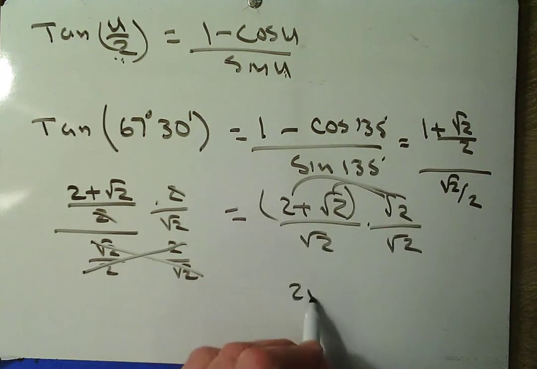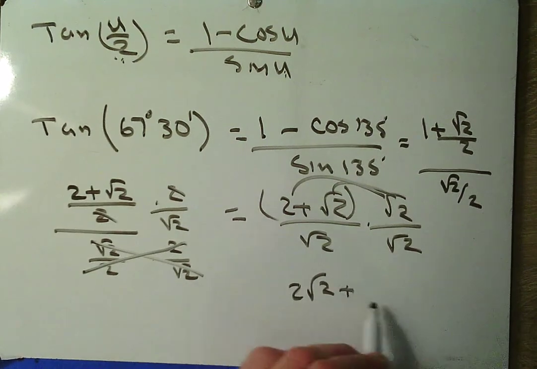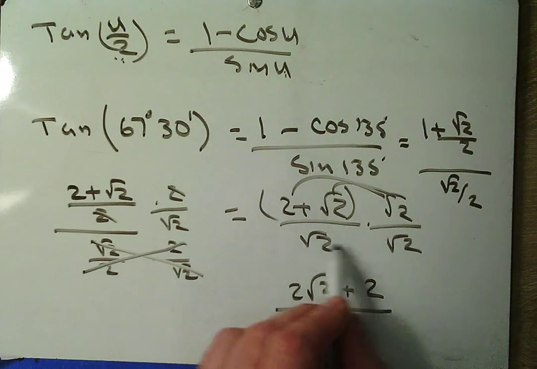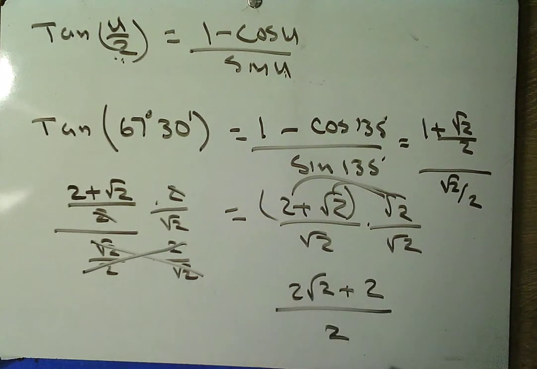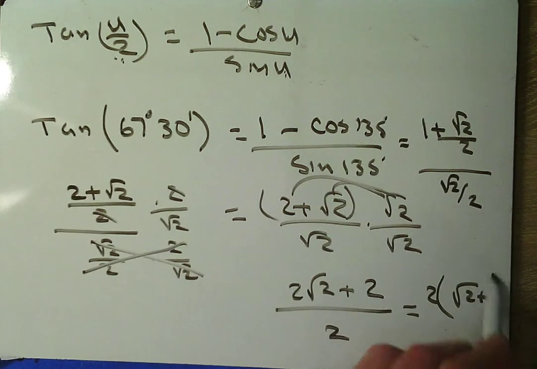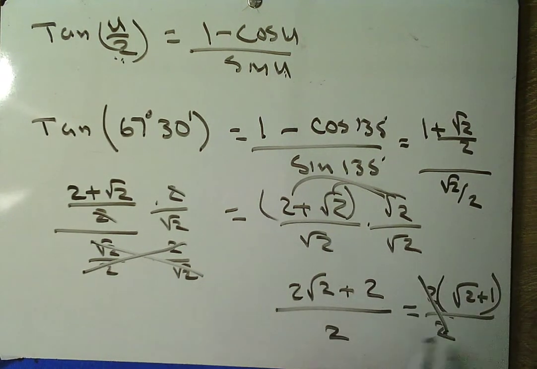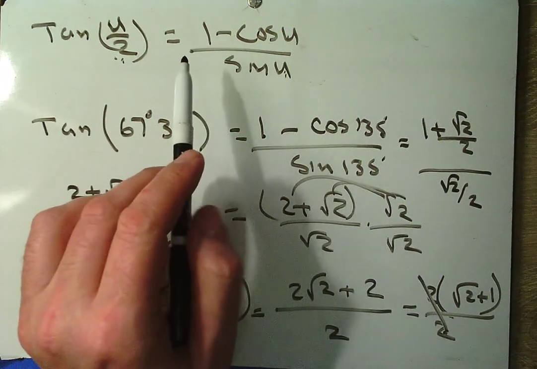So I'm going to have 2 root 2 plus root 2 times root 2, which is 2, over 2. And then I notice I can factor a 2 out of the top, and I'll have root 2 plus 1 over 2, and these can cancel, and I get root 2 plus 1. That's a lot tidier than what we had before by using sine half angle over cosine half angle. I really like this formula.